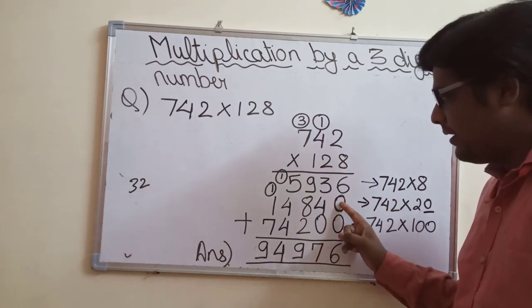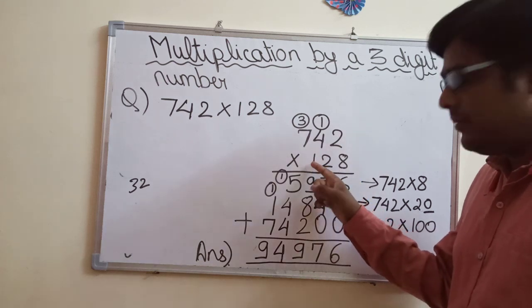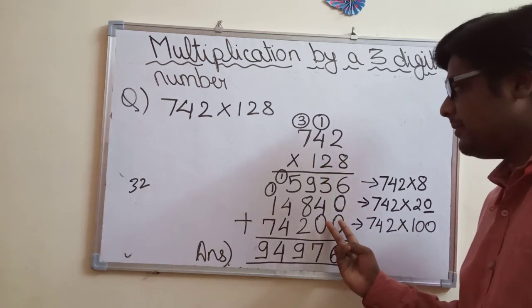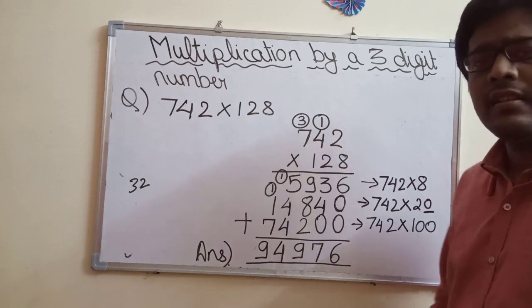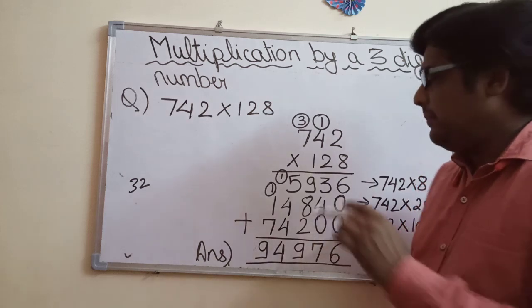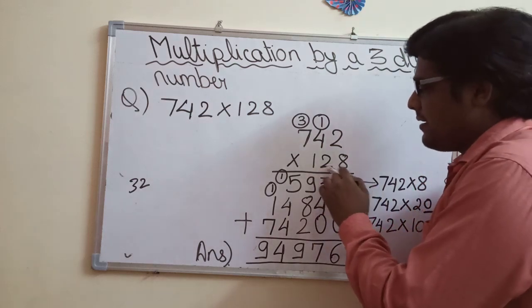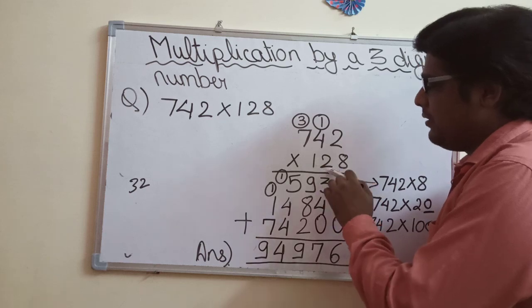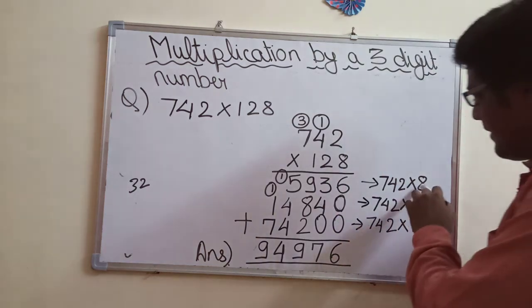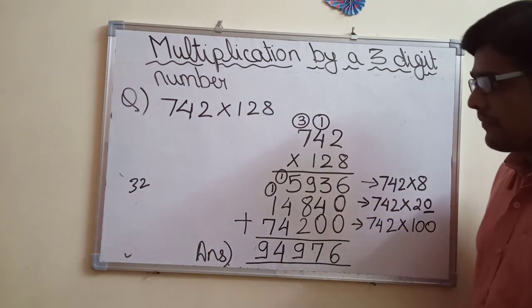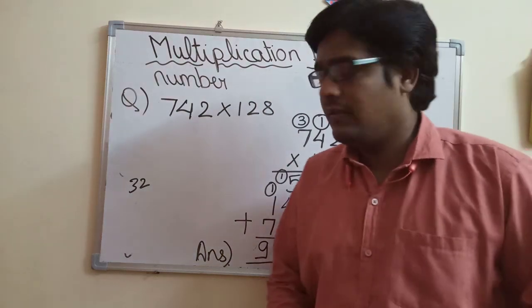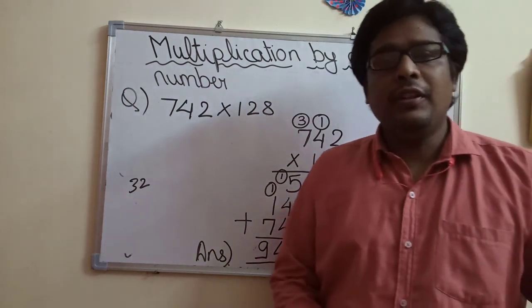Always remember, when you are multiplying a 3-digit number, when you multiply the second number, you have to put 1 zero over here. And when you multiply the third number, you have to put 2 zeros over here. Because actually we are multiplying the place value of these digits. I hope you have understood.